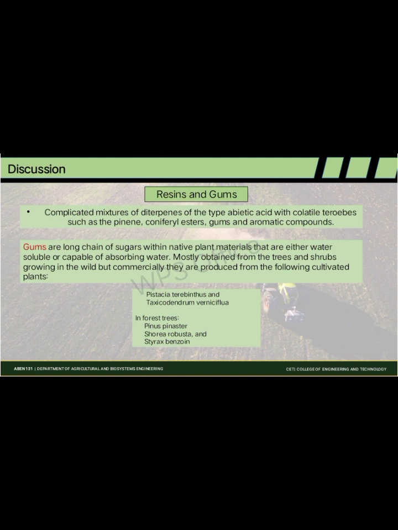Next, resins and gums. Resins are complicated mixtures of the terpenes of the type abietic acid and their esters, gums, and aromatic compounds. Gums are long chains of sugar within native plant materials that are either water-soluble or capable of absorbing water, mostly obtained from trees and shrubs growing in the wild, but commercially they are produced by the following cultivated plants: Pistacia terebinthus, Toxicodendron vernicifluum, and the forest trees Pinus pinaster, Shorea robusta, and Styrax benzoin.